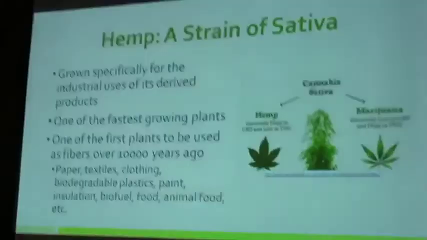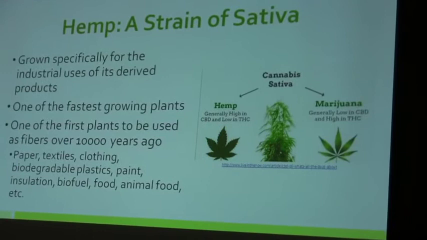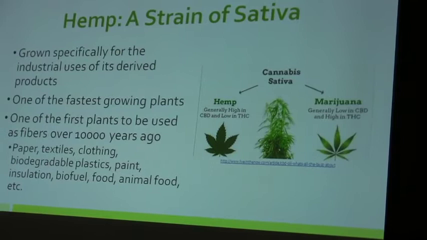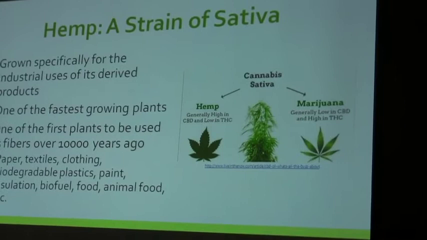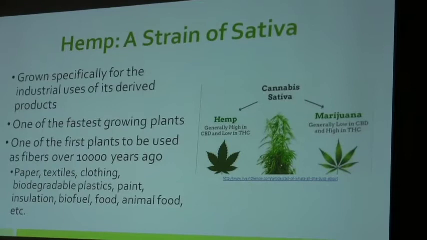I really like sativa, also because hemp is a strain or a subspecies within sativa. And hemp itself is an amazing plant. So largely, sativa is grown specifically for the industrial use of its derived products. Hemp has a lot of fiber, it's got a lot of oil, and a lot of essential amino acids as a food product. So it's one of the most beneficial plants within this family.